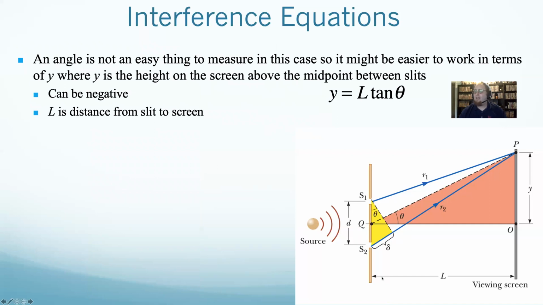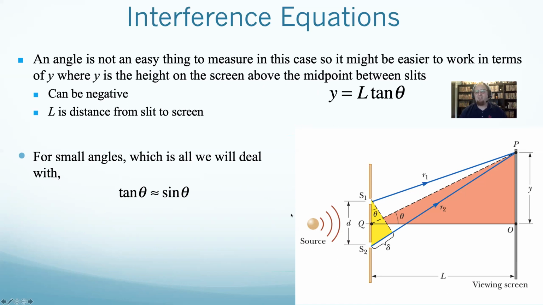Instead, let's talk about y. Well, y is how far away we are, how far in meters, or really you're going to work in millimeters, but in meters, how far away we are on the screen. But we can look at this red triangle and say y is L tangent theta, L being the distance to the screen. And here's where we're going to do something crazy. We're going to use something called the small angle approximation, or at least a version of it, which says for very small angles, the tangent of theta is about the sine of theta.